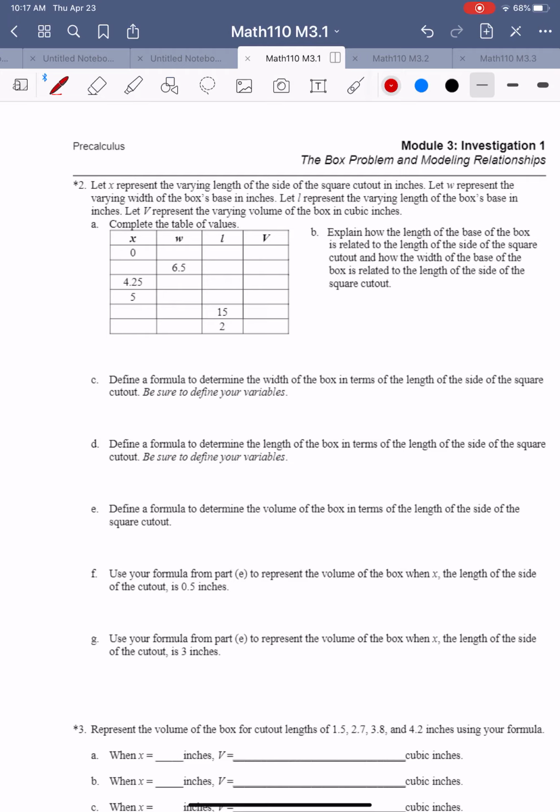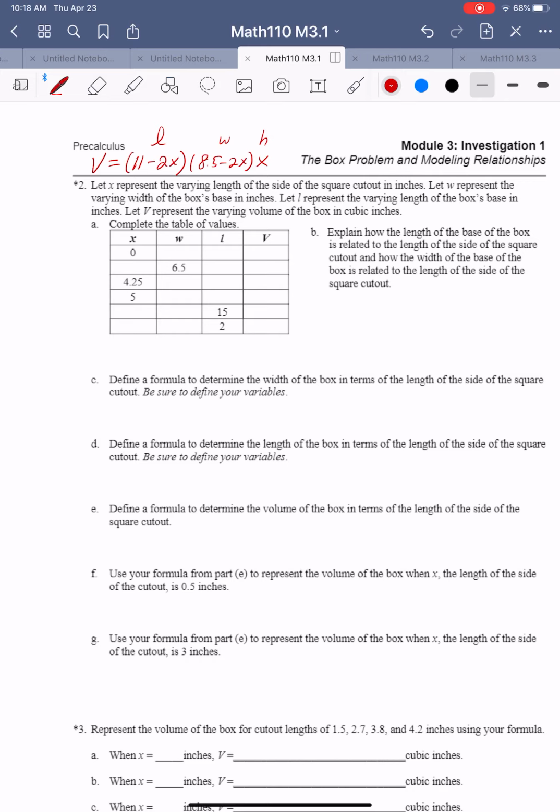So in the next page, in number 2, I am using the formula for the volume, which will be the length, 11 minus 2x, and 8.5 minus 2x, times x for the height. So length times width times height. Let x represent the varying length of the side of the square cutout in inches. Let W represent the varying width of the box base in inches. And let L represent the varying length of the box base in inches. Let V represent the varying volume of the box in cubic inches.